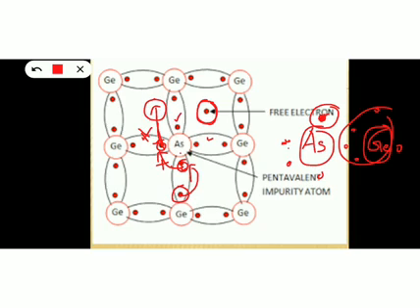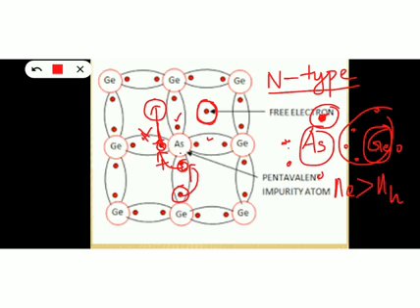Negatively charged electrons are the majority carriers in this type of semiconductor. Hence this semiconductor is known as an N-type semiconductor. N stands for negatively charged, because negatively charged electrons are the majority carriers here, are dominant here. So this type of semiconductor is known as an N-type semiconductor. And here the number of electrons will be greater than the number of holes.